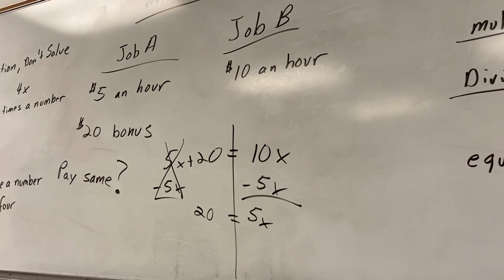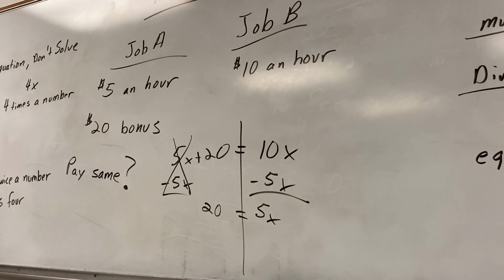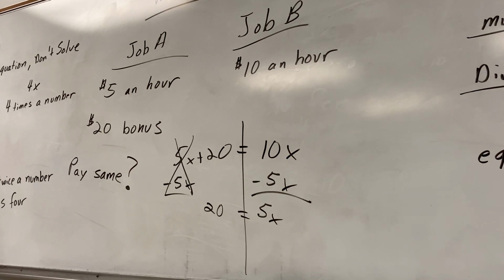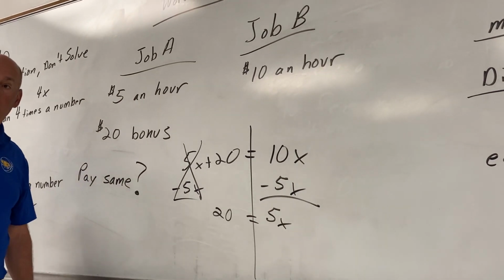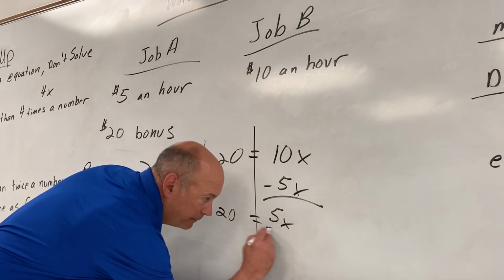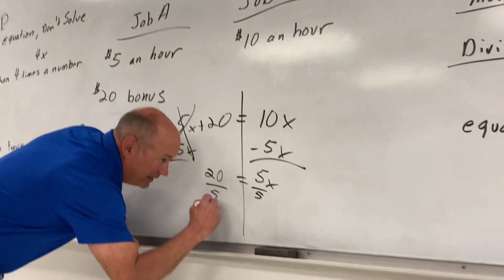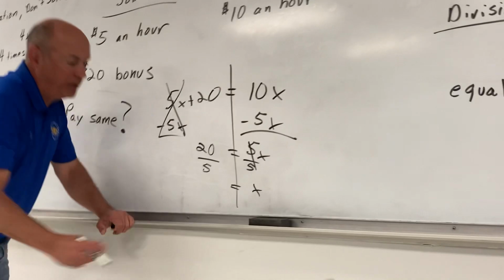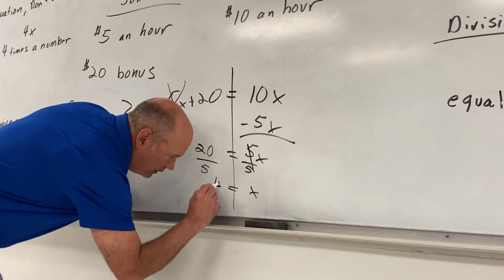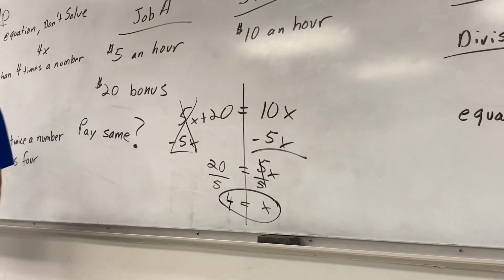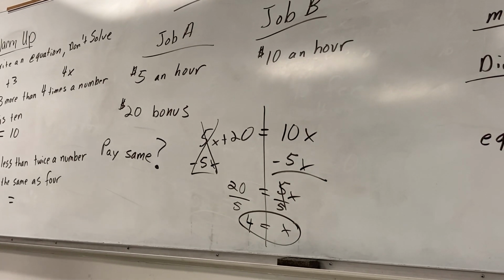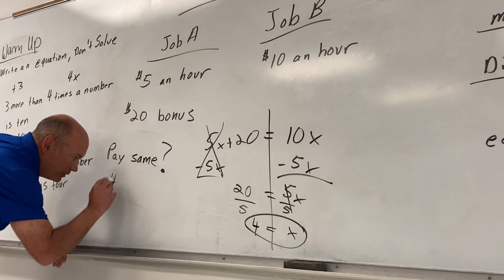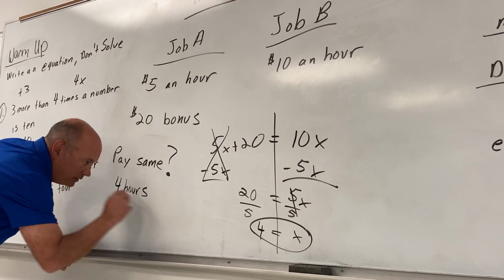What do we need to do to get x by itself? Divide by what number? 20 divided by 5. Divide by 5, and x will be by itself. X equals what number? 4. For what? Hours. For 4 hours, they will both pay the same amount of money. So in 4 hours, they're the same.